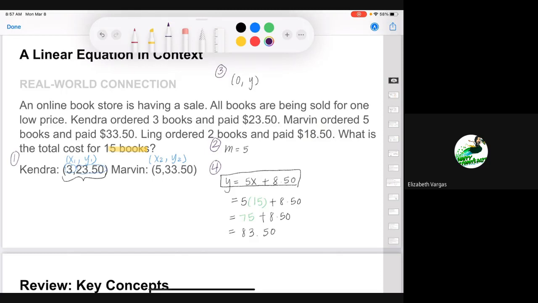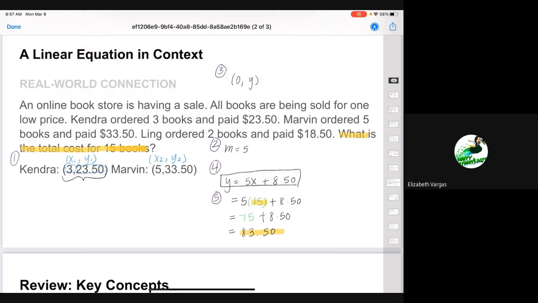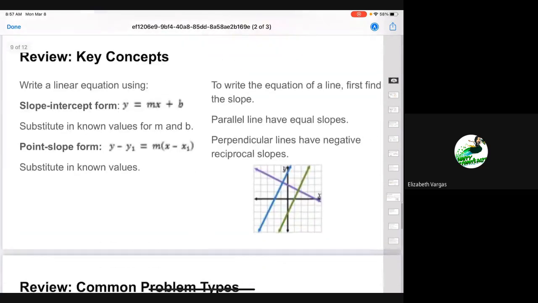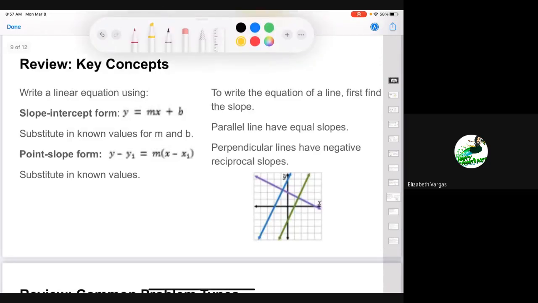And now we can use this equation to solve the problem, which is, what is the total cost of 15 books? So we plug in 15 and solve. Okay, any questions here? No? Okay, so that's basically the gist of what we're learning today. Like I said, today may have just been a review of what you saw in Algebra 1. Okay, so what did we learn?